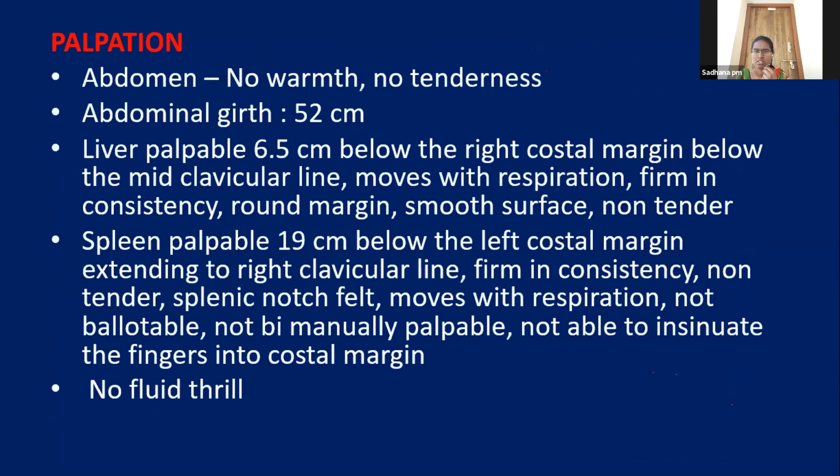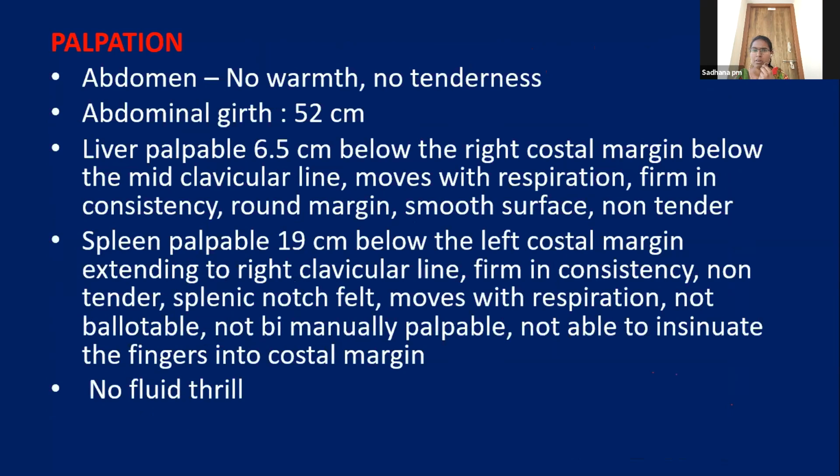On palpation, the abdomen has no warmth and no tenderness seen. The abdominal girth is 52 centimeter. Liver is palpable 6.5 centimeter below the right costal margin, below the mid-clavicular line, it moves with respiration, firm in consistency, and round margin with smooth surface and non-tender.